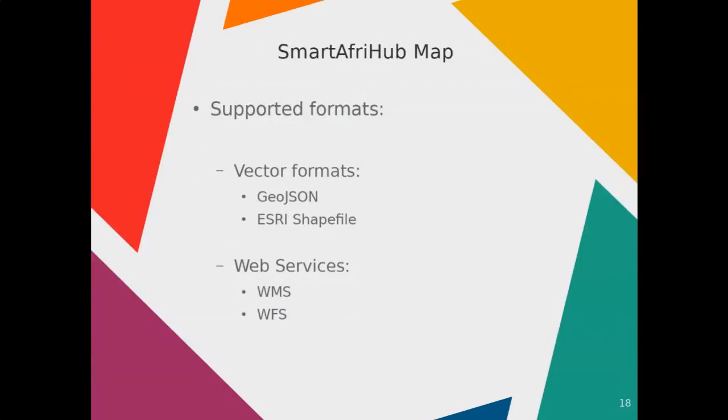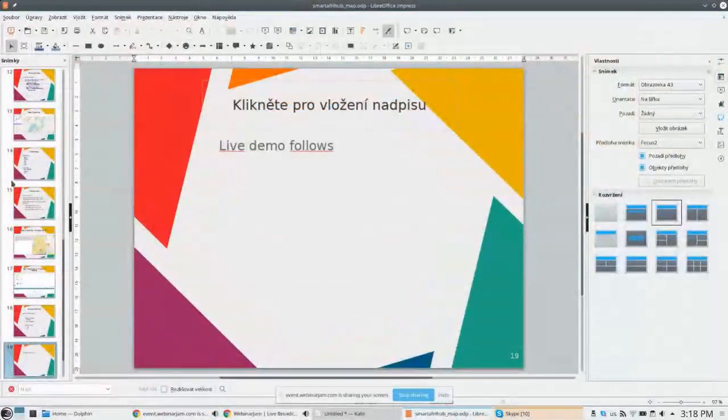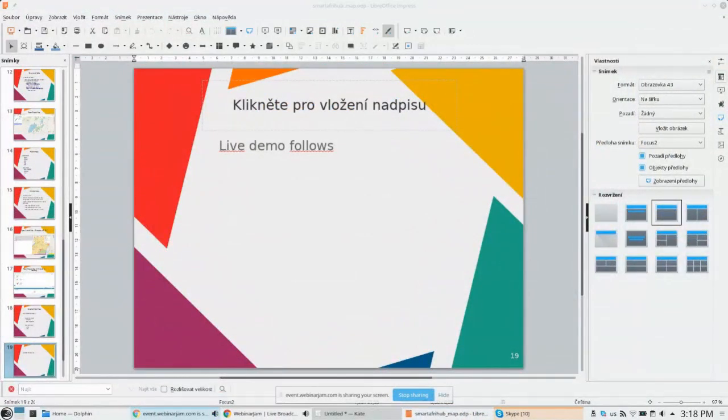Yeah, and I think that in future SmartAfriHub will support all of these popular formats. For now, we support GeoJSON and shapefiles. And from web services, it's currently the WMS service and the WFS service. So maybe I can now switch to some live demo. I will start basically from the beginning, as you probably would do.